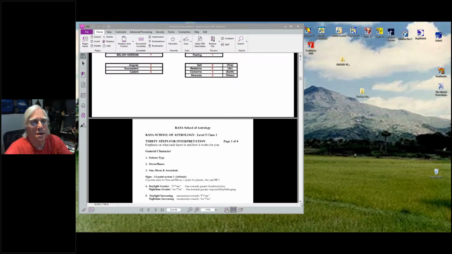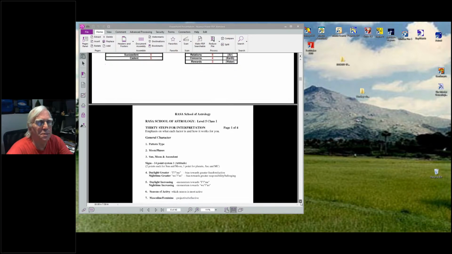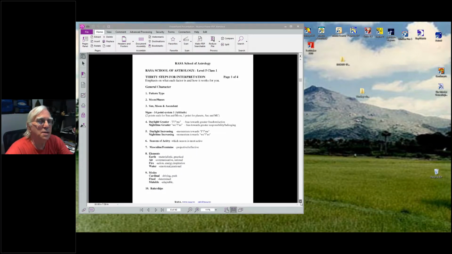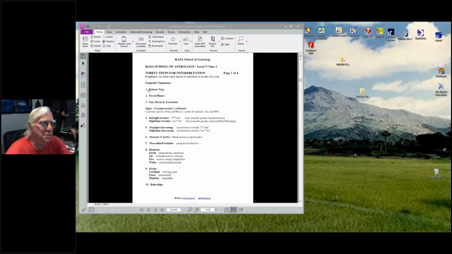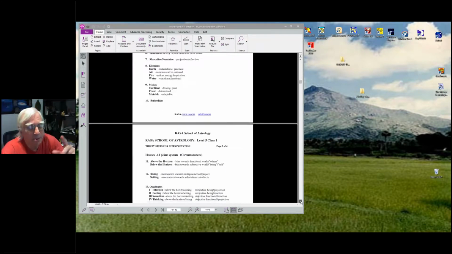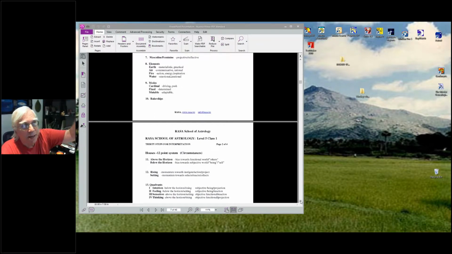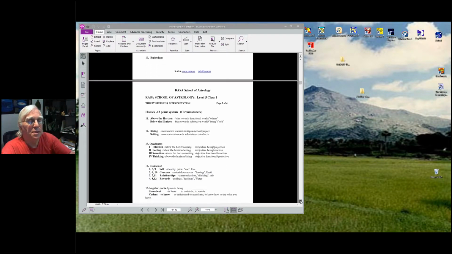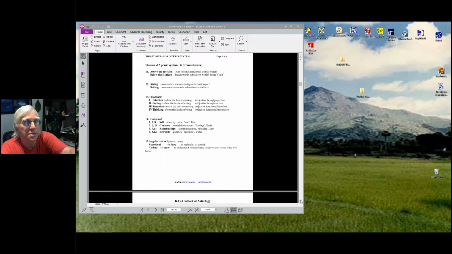You can't just contrive this. This is stuff that comes in as you work with this. So we just had the 30 steps. I'm not going through all of them, but we went through the 30 steps, basically going through the points, pattern type, moon phases, Sun, Moon, Ascendant, and the points. I didn't talk Sun, Moon, Ascendant: so my Libra Sun, Cancer Moon, Virgo rising. But then we had the same thing, looking above and below the points for the houses.